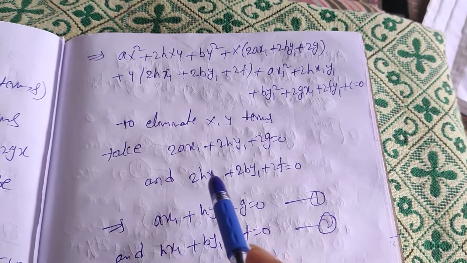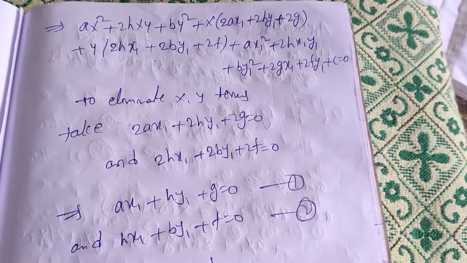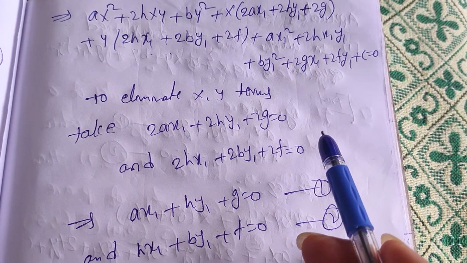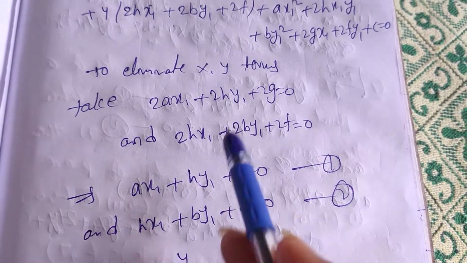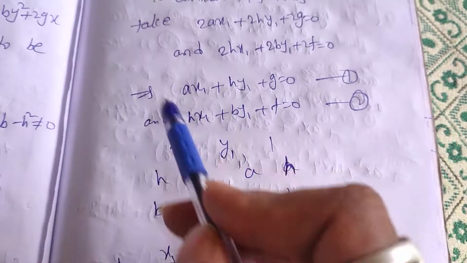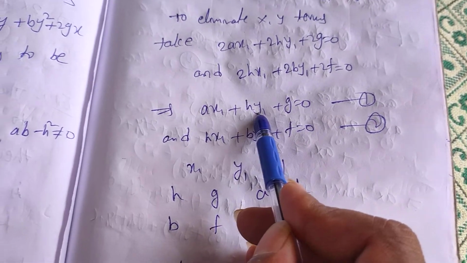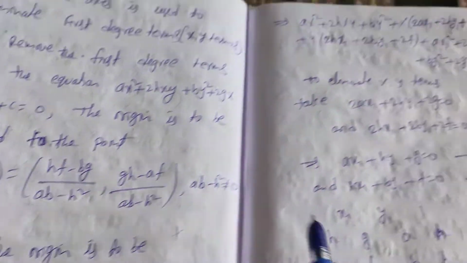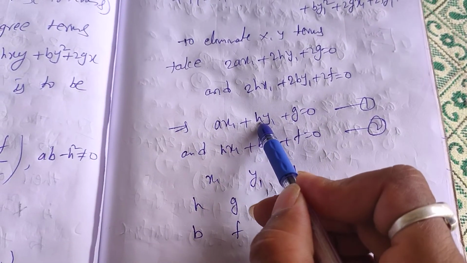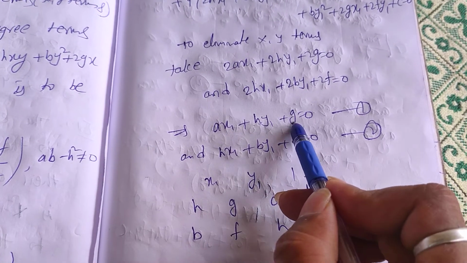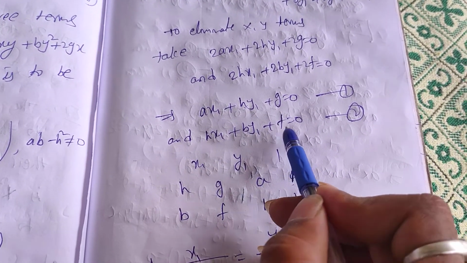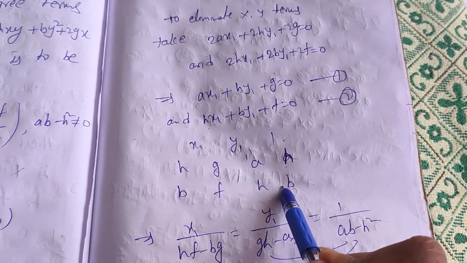So these are the two equations. Here in these equations, every term has 2 as a factor. If you take 2 common outside and transpose to the right side, that gives 0 only. So ax1 plus hy1 plus g is equal to 0, hx1 plus by1 plus f is equal to 0. So solve these two, then you will get x1, y1. That is nothing but our required point (x1, y1). So x1, y1, 1 by cross multiplication. You start with h, the coefficient of y1: h, g, a, h, that is the first line, and b, f, h, b, that is the second line.